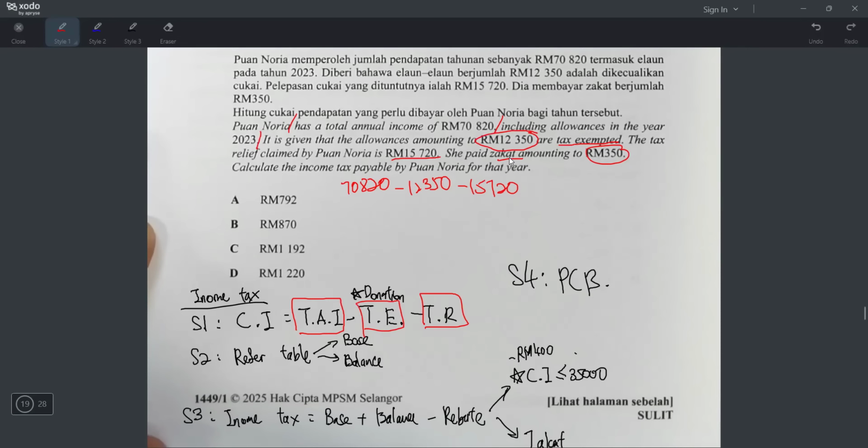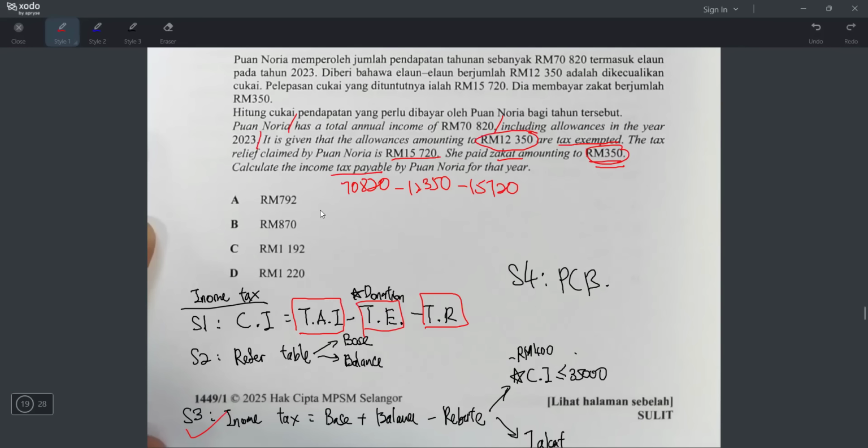Because this is the zakat. Zakat is not exemption, it's not relief, it's the tax rebate. So you minus it last. You minus it last in step 3, not in step 1. So the zakat, you will leave it first. And then calculate the income tax payable by Noria for that year. Okay, that means you do until step 3.